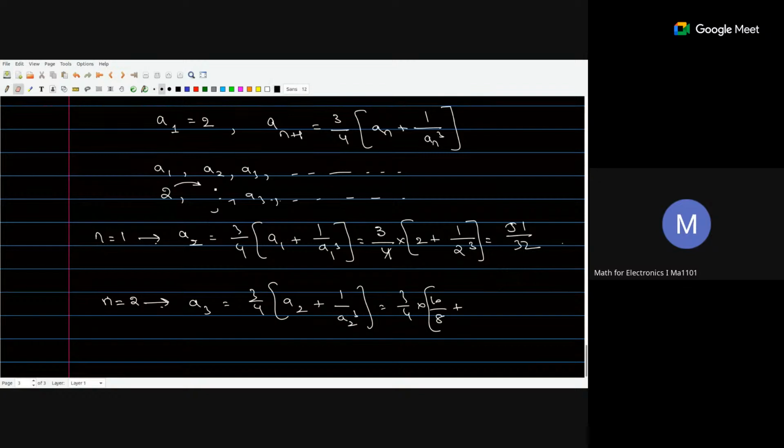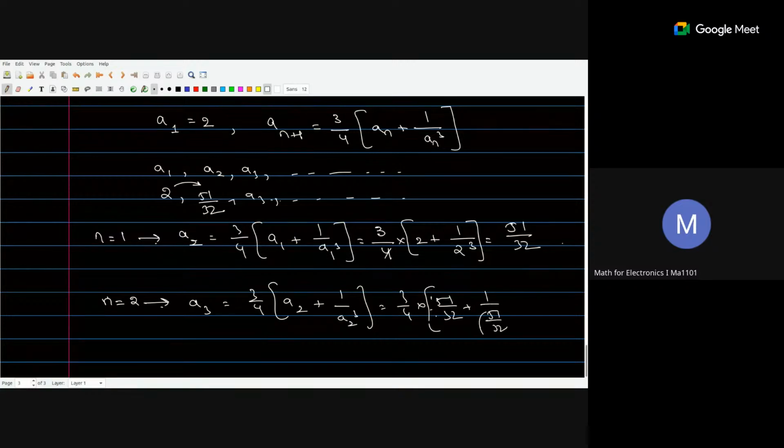Okay, so this is not 10 by 8. This will be 51 by 32. Okay, so for the next term, you have to substitute 51 by 32 and see. Why we are doing this is just to understand the sequence, whether it is increasing or decreasing, and what is happening to the next terms. Is the difference between the terms becoming very small, or very large? Okay, that's the observation you should do.